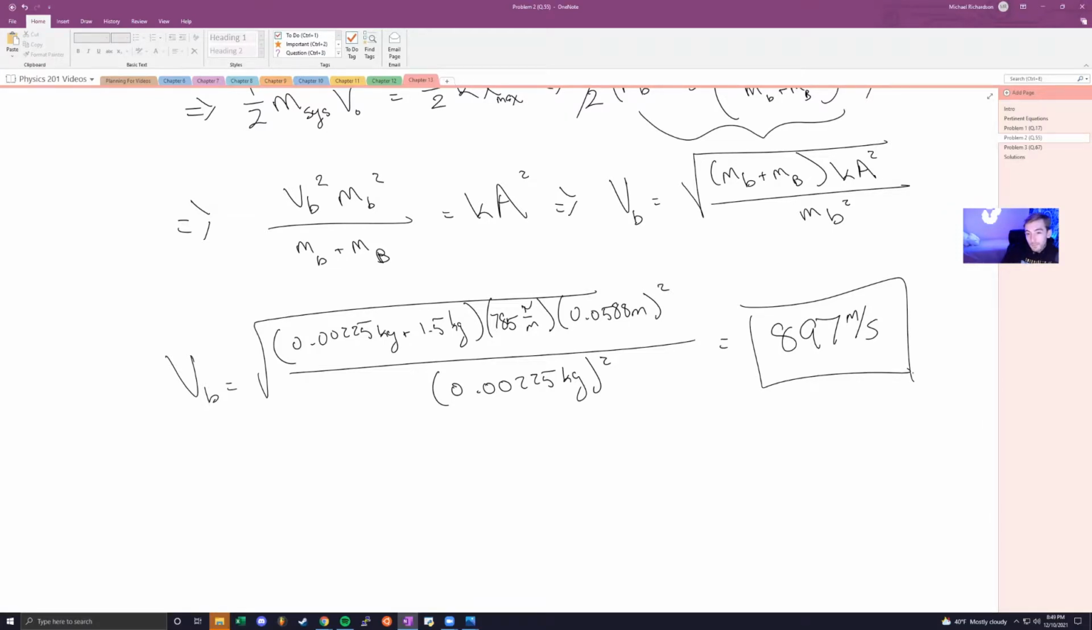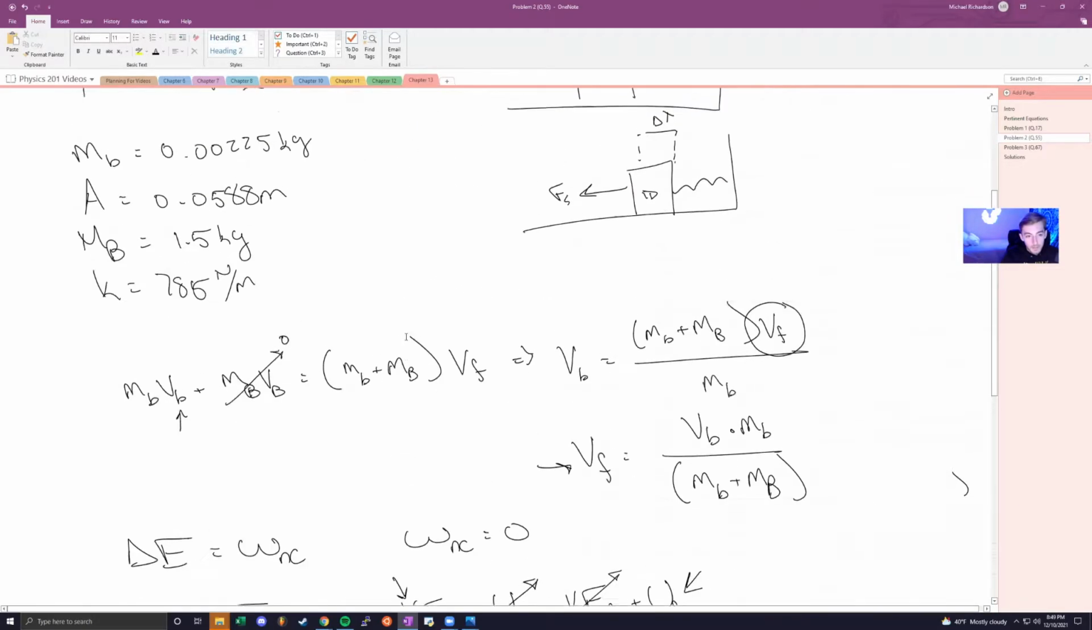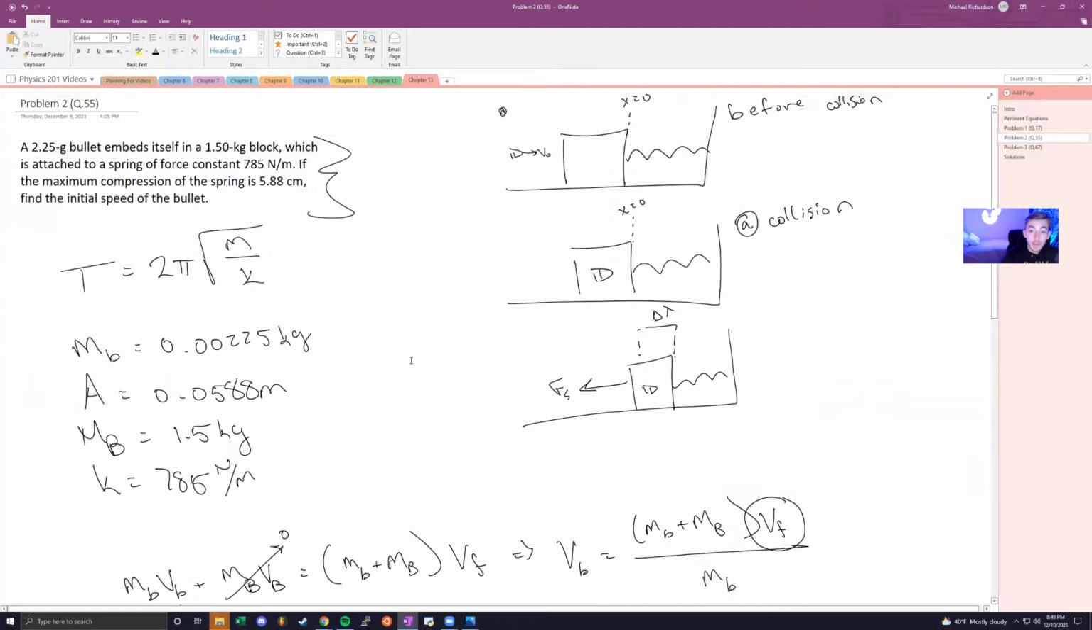I like this problem. I think it does a pretty decent job at bringing oscillations and collisions together. Okay, and for our last problem.